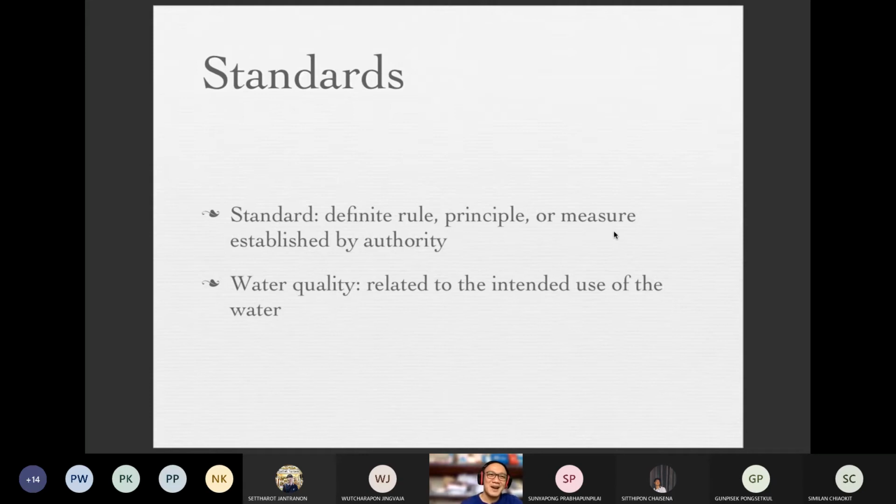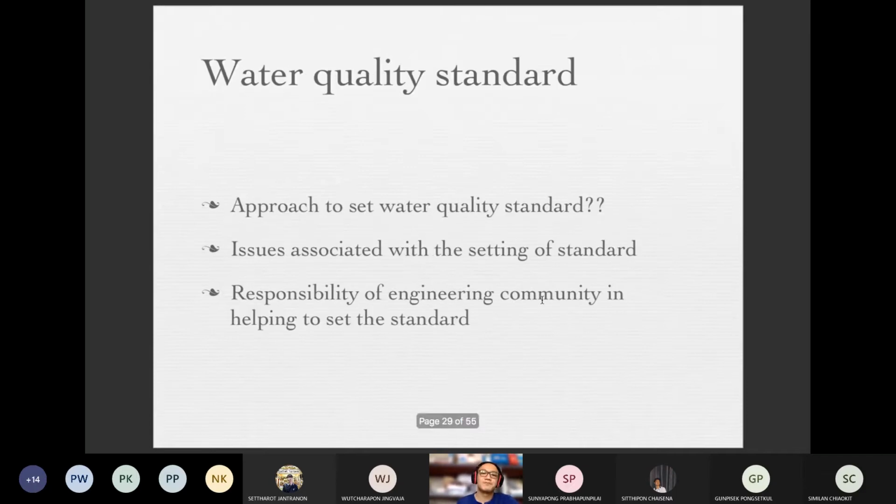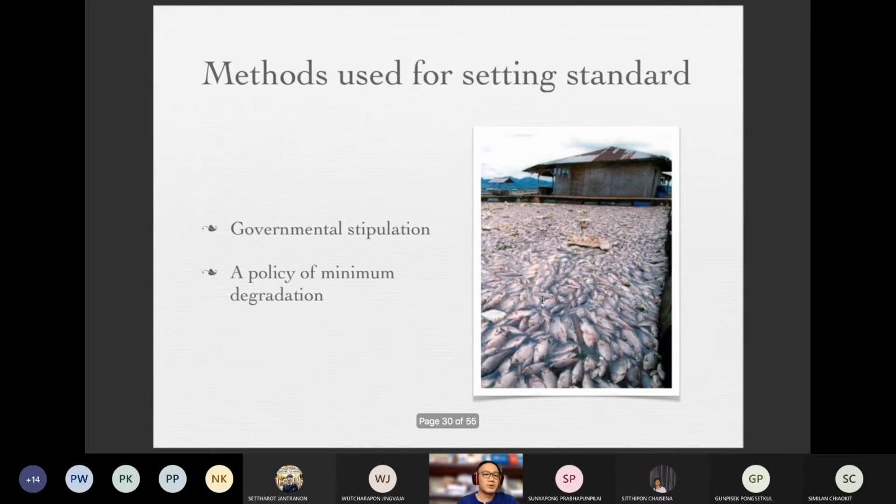So class 5 is a kind of poor quality. According to the quality, we cannot even take that water and use it for agriculture because it's too dirty. So when we set up the standard, it should be related to the intended use of water. There are two approaches to set up the standard.